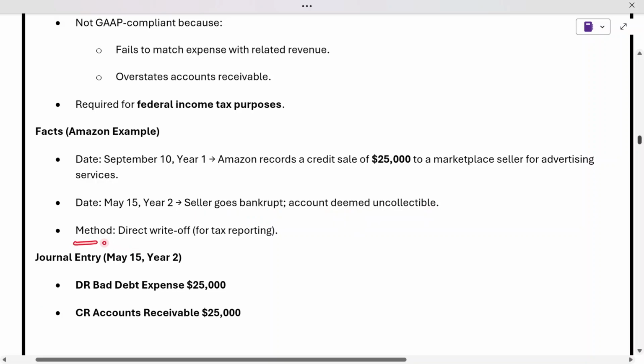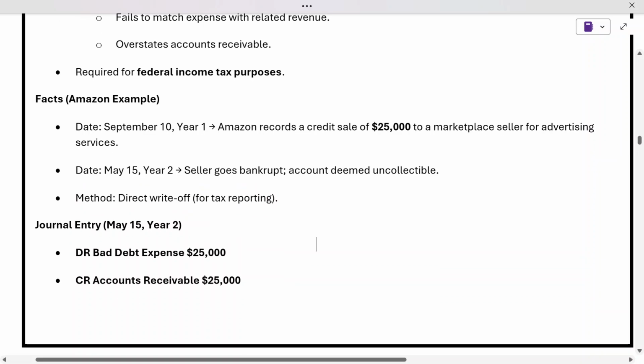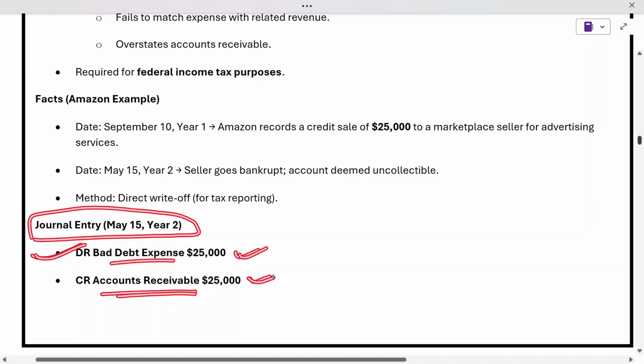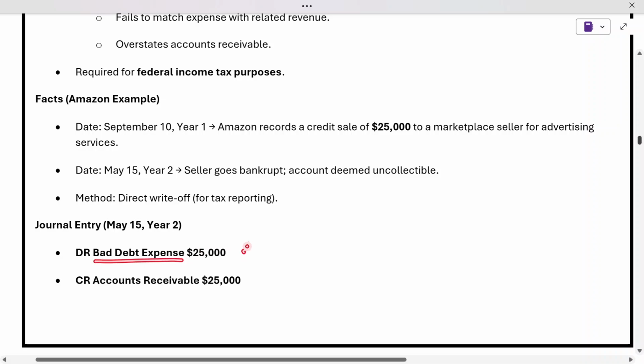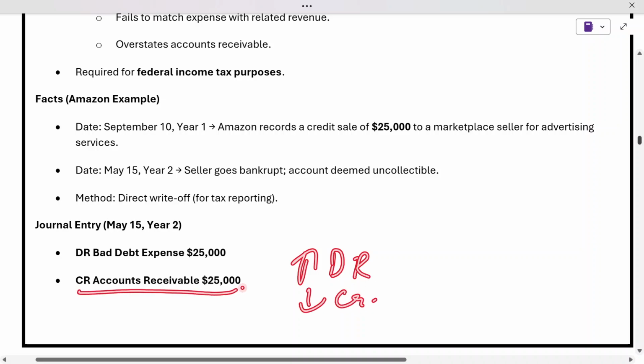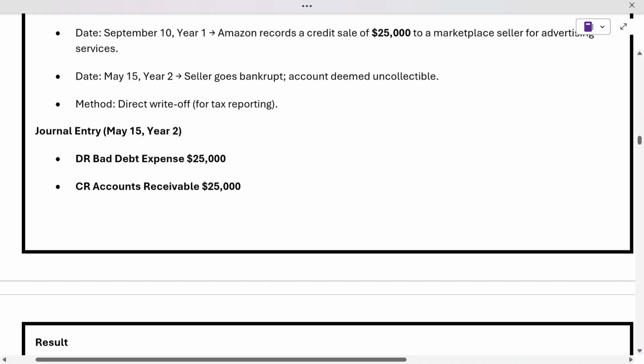Now what will happen in the direct write-off method? Amazon will make an entry where bad debt expense is debited by 25,000 and accounts receivable is credited by 25,000. This is debited because it is an expense and all expenses are debited, and we need to cancel the accounts receivable because, as per the principle, if our assets are reducing, then we credit them. That is the basic principle: if assets are increasing, we debit them, and if assets are decreasing, we credit them. So our accounts receivable are reducing right now, so it has been credited.